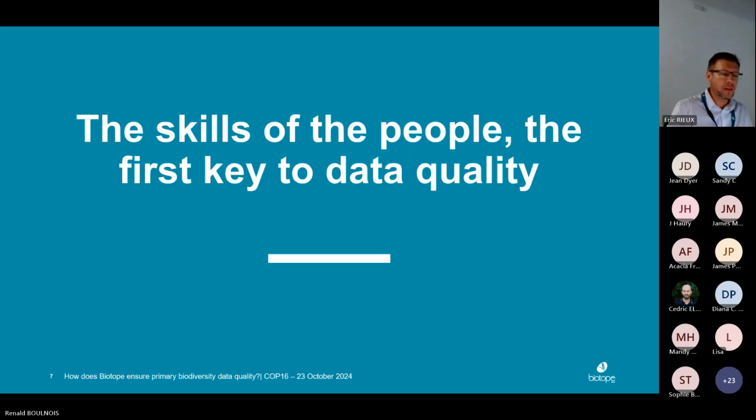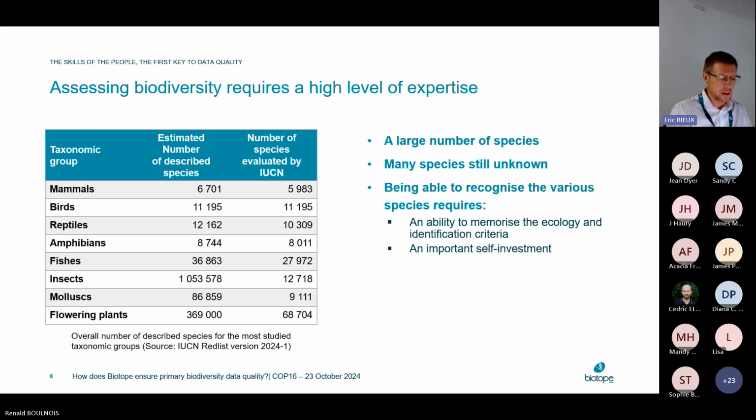One key issue in data quality is, of course, the skills of the author of the data, meaning the skills of the field practitioners, the field naturalists that collect the data in the field. Just as a reminder, this table presents the level of knowledge in terms of the number of described species and also the number of species evaluated by the International Union for the Conservation of Nature through the Global Red List. It illustrates the level of knowledge we have regarding biodiversity, and the level of knowledge we have because of the availability of data.